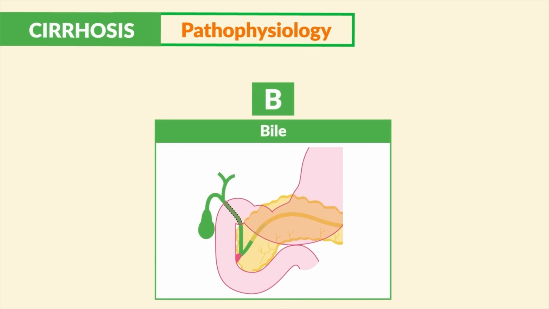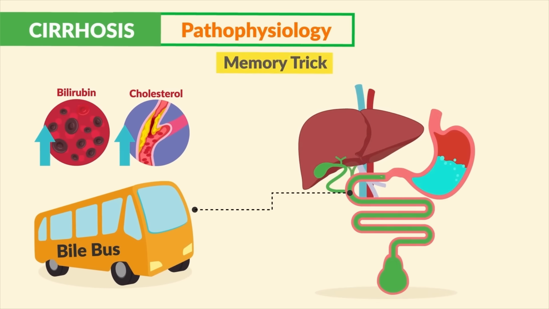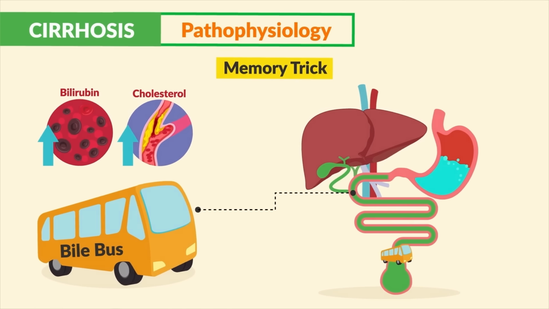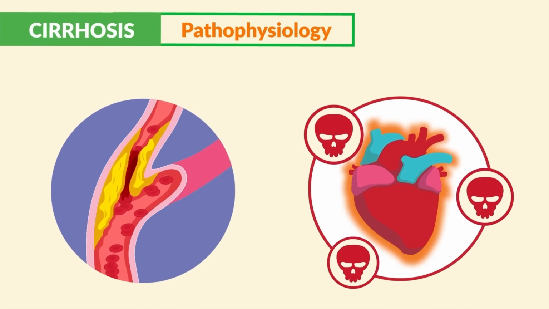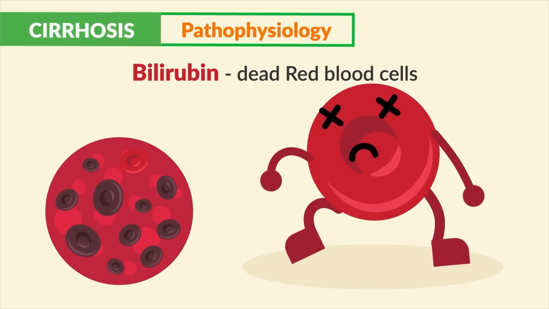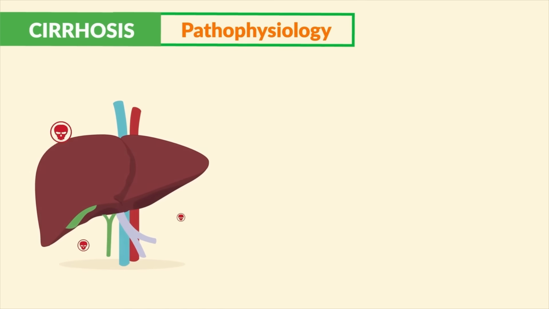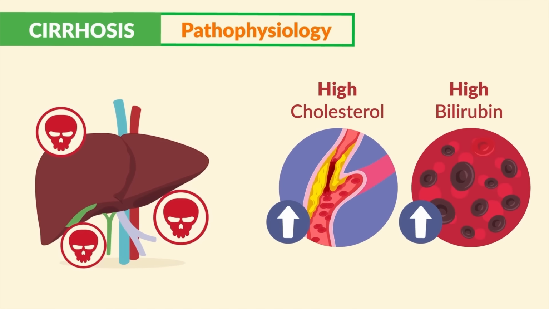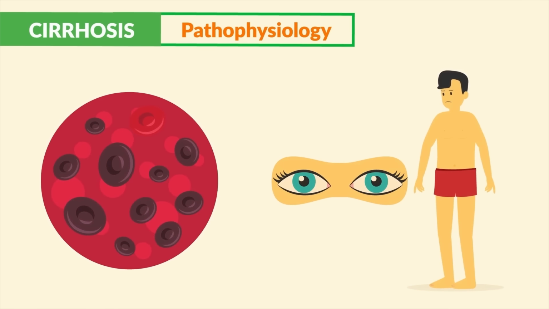The next thing is B for bile, which we call the bile bus, helping to scoop up excess cholesterol and bilirubin, taking it from the body and into the potty via the bowels. Now, cholesterol, as you know, are those lipids that clog the arteries if we have too much, leading to major cardiac issues. And bilirubin is just those dead RBCs, or basically red blood cells. So when the liver fails, then we get a buildup of both, high cholesterol and high bilirubin, which turns the body jaundice, making the entire body yellow.